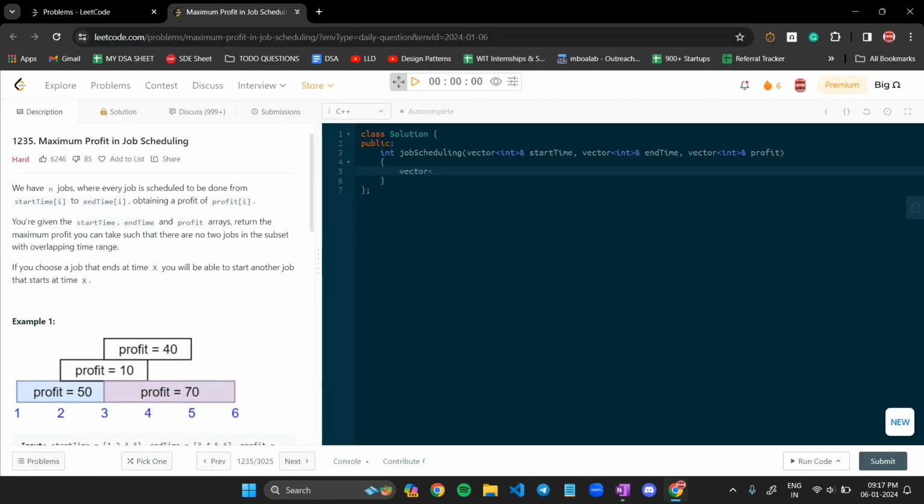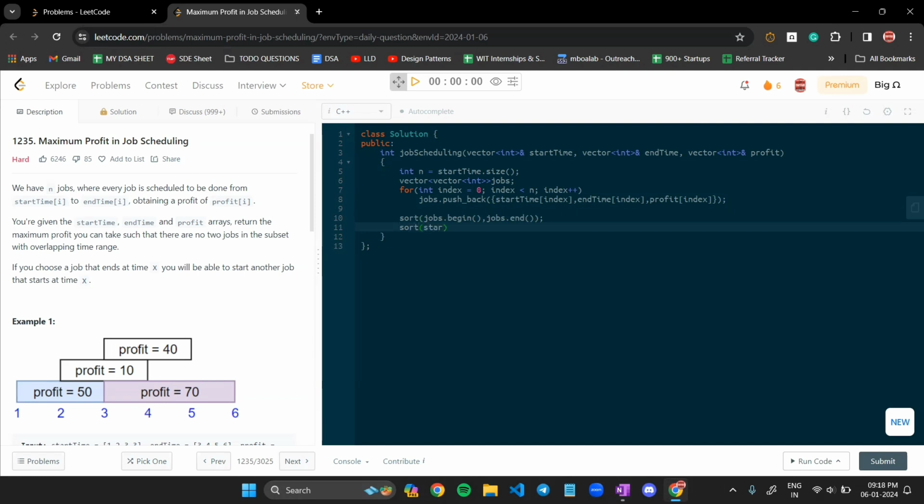So we'll start by creating a 2D vector and we'll name it jobs. And now we have to populate this jobs. So we'll iterate. Let us take this n as start time dot size. We'll start iterating, index will go up to n, and we'll say index plus plus. And now we have to populate this jobs array. So we'll say pushback start time of index, end time of index, and the profit at the current index, right? Now, after populating this, we are going to sort this jobs array, and we are also going to sort the start time array.